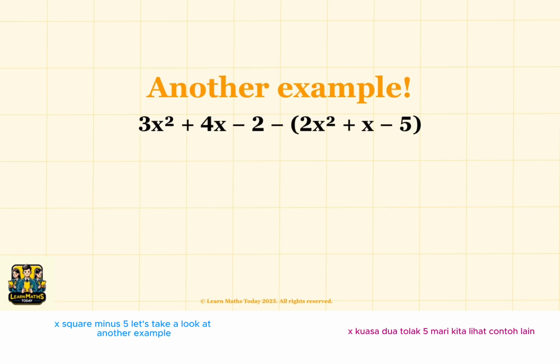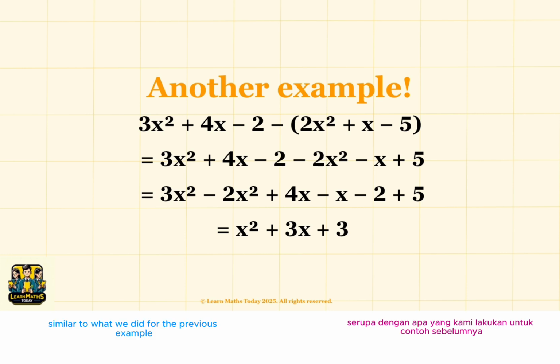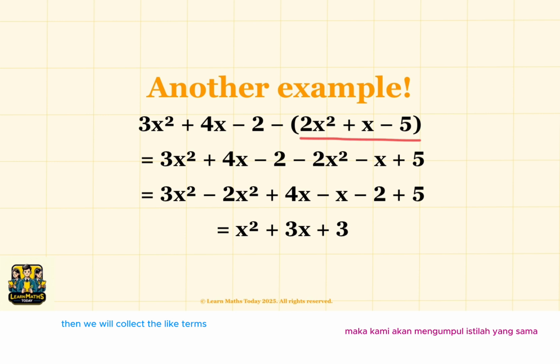Let's take a look at another example. Similar to what we did for the previous example, first we will expand the bracket. Then we will collect the like terms by rearranging the variables. This will give us our final answer, x squared plus 3x plus 3.